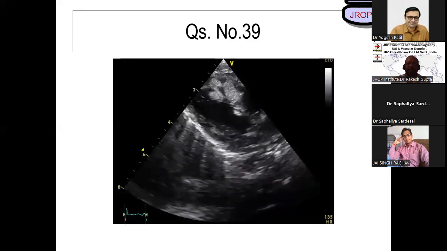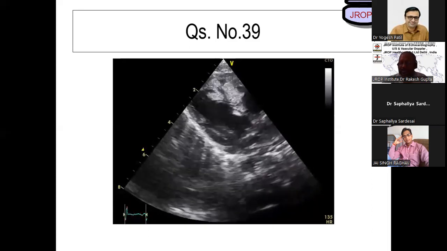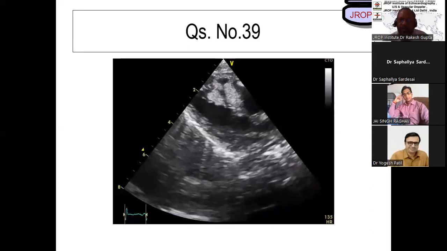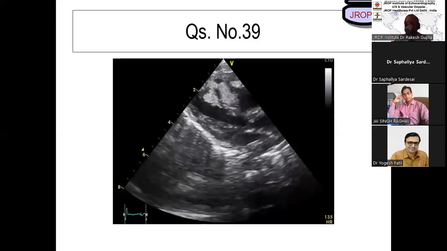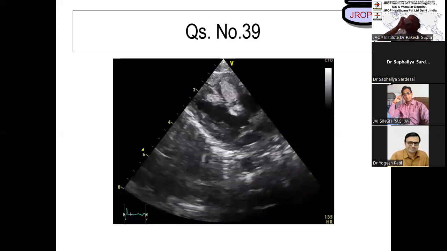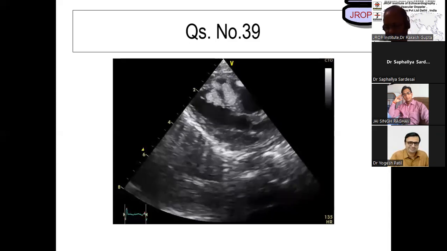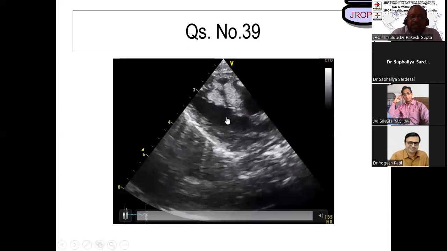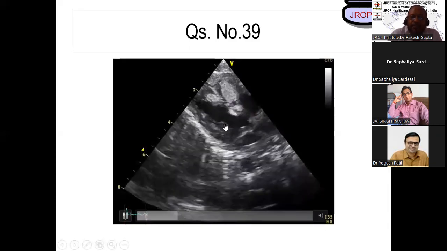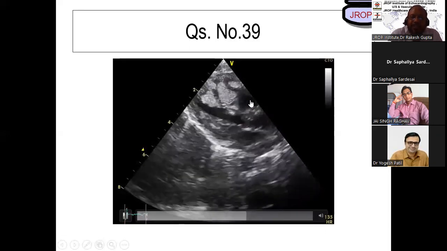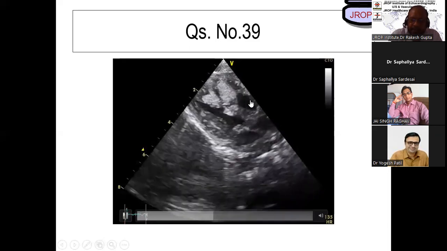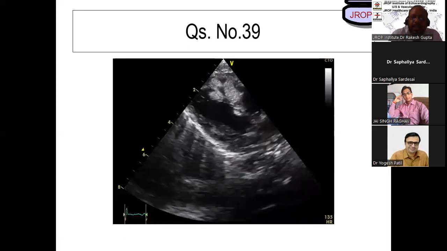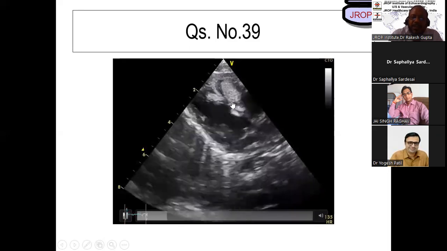What is there above the LV? What view is this? Modified Clark's view. Okay, agreed. If it's a modified Clark's view, what is this? This is LV. This is RV. Correct? Yes, sir. And you can see multiple masses in RV.